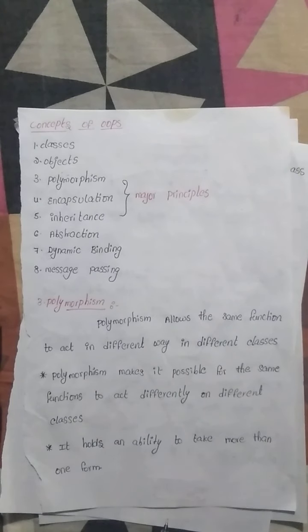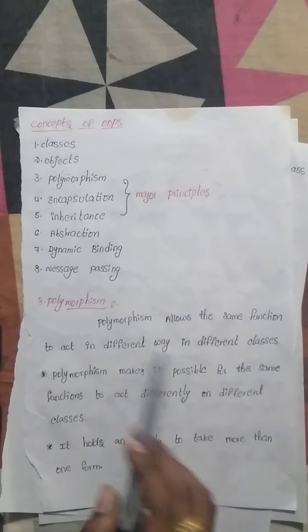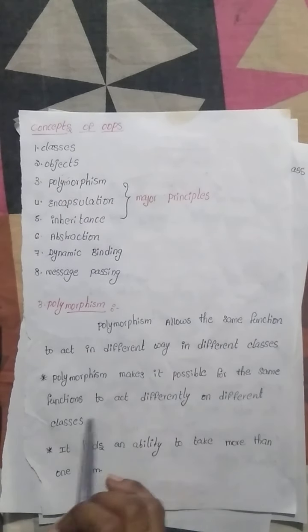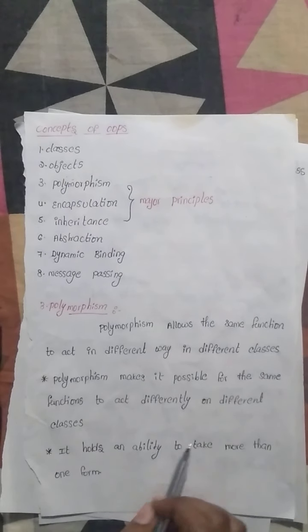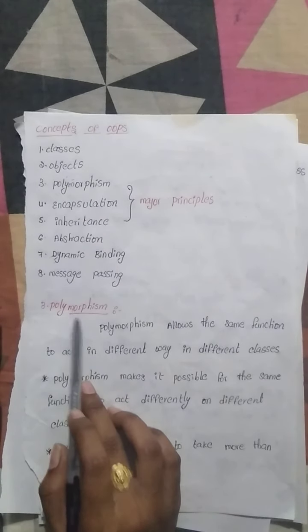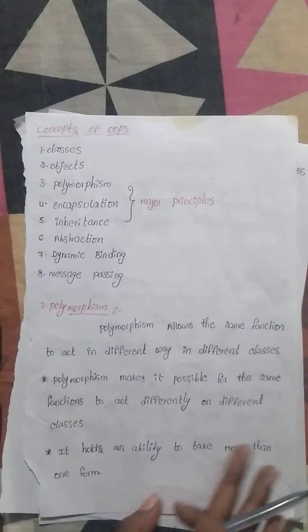In polymorphism, we write one function in one class. That function we use in a number of classes, but in different ways. Second point, polymorphism makes it possible for the same function to act differently on different classes. It holds an ability to take more than one form. Poly means more than one, so polymorphism means the ability to take more than one form. Here we take one example.